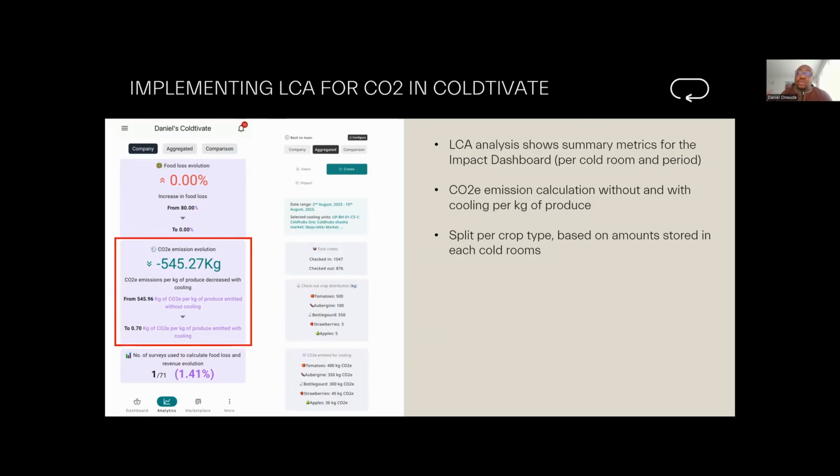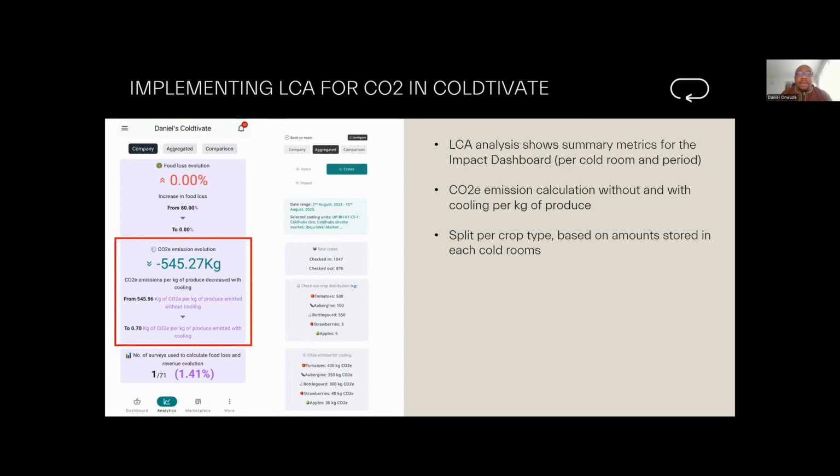The dashboard also shows the corresponding CO2 equivalent emission evolution. In this case, a reduction of over 545 kilograms of CO2 equivalent when comparing cooling versus no cooling, right? So this translates to emissions falling from around 46 kilograms per kilogram of produce without cooling to less than 1 kilogram with cooling.